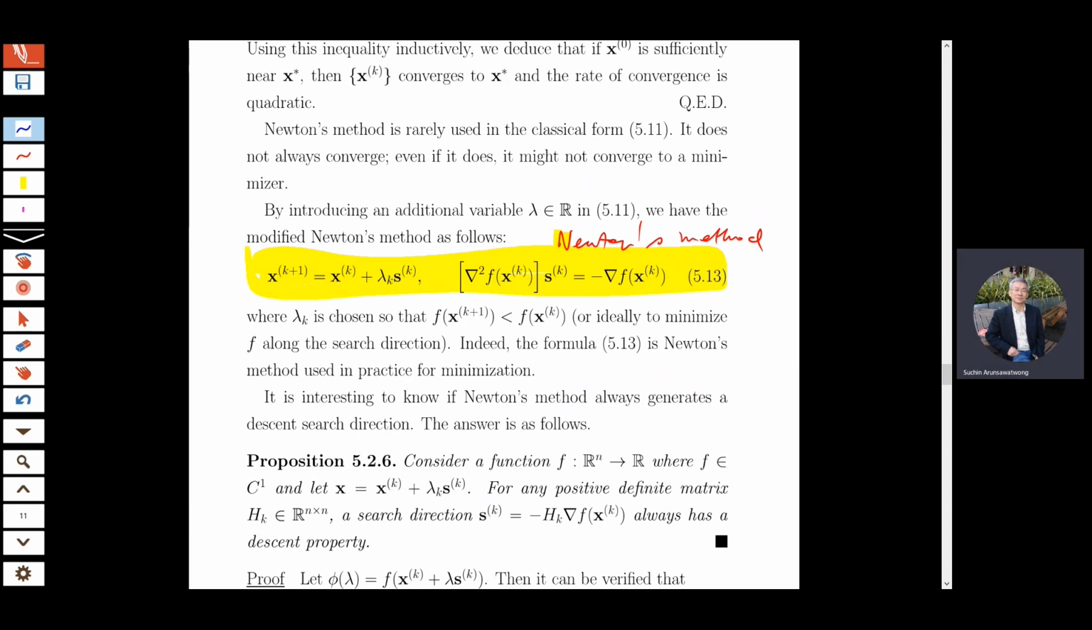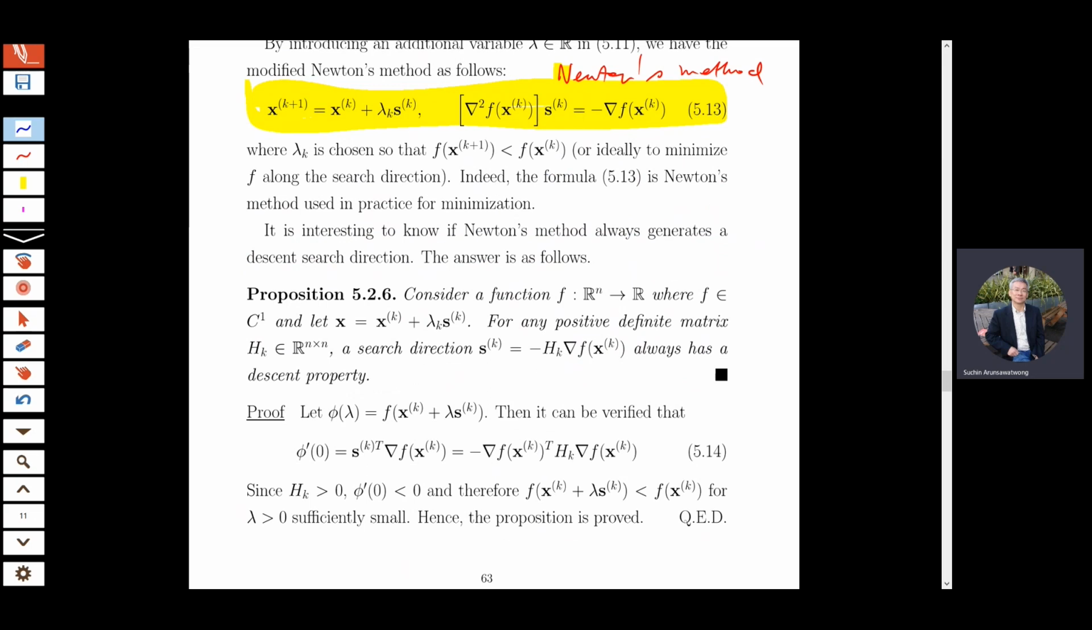In the case of steepest descent, it is guaranteed by the property, because we already proved last time that every search direction of steepest descent has the descent property. For Newton's method, it doesn't always have the descent property. So when will it have the descent property? Now we consider this proposition.